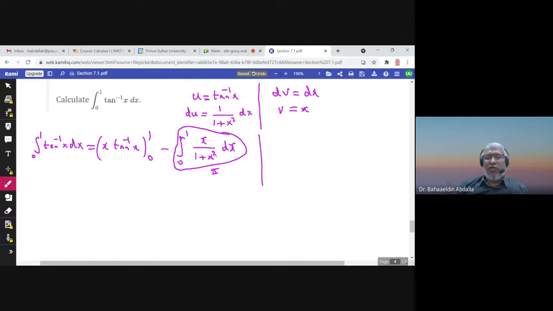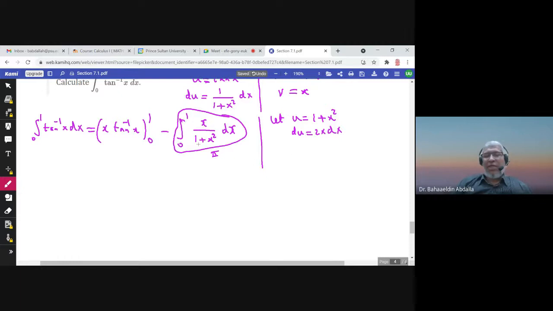So how to find this integral? If you notice, the derivative of 1 plus x squared is 2x. So we can solve it by substitution. We can let u equals 1 plus x squared. Then du would be 2x dx. Also, let us find the new limits. When x is 0, u would be 1 plus 0, which is 1. And if x is 1, u would be 1 plus 1 squared, which is 2.